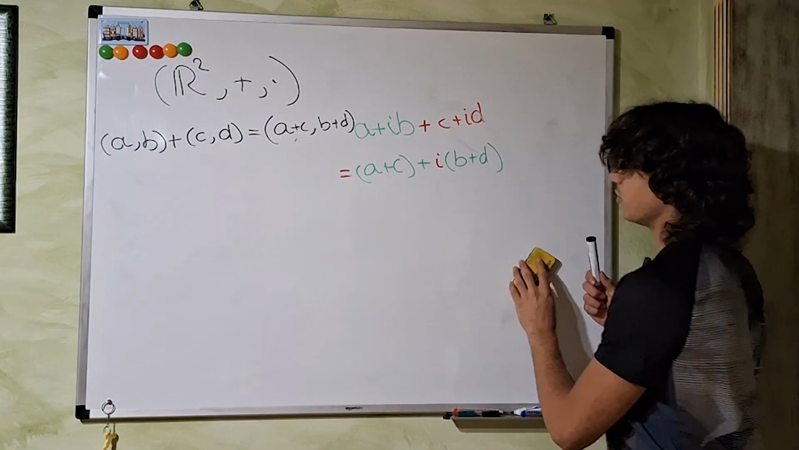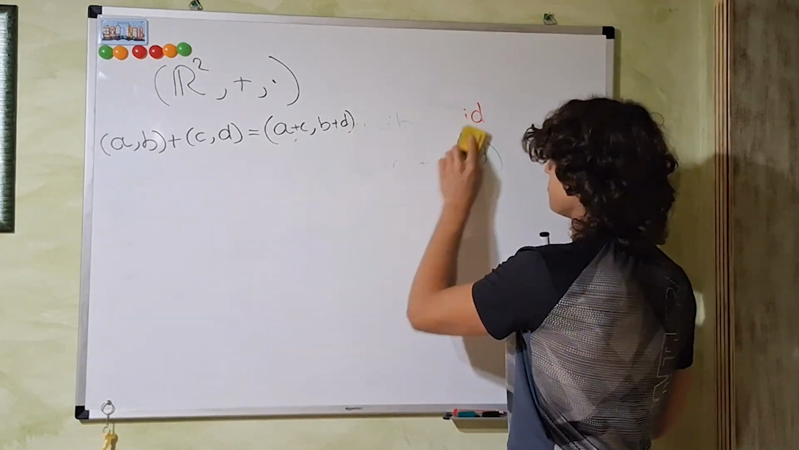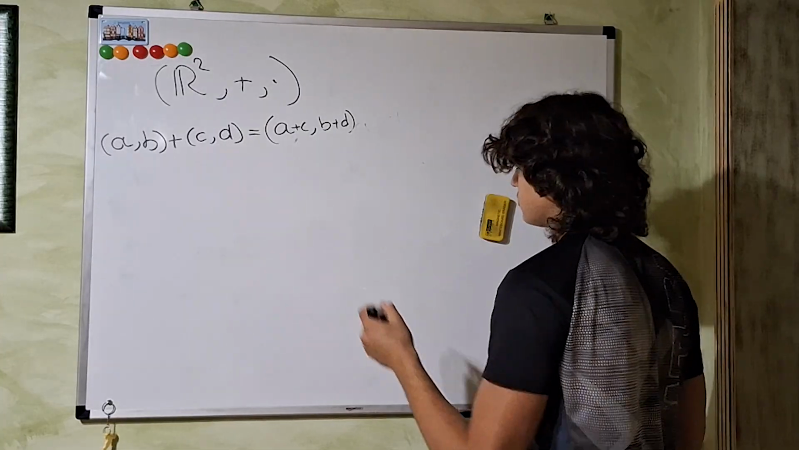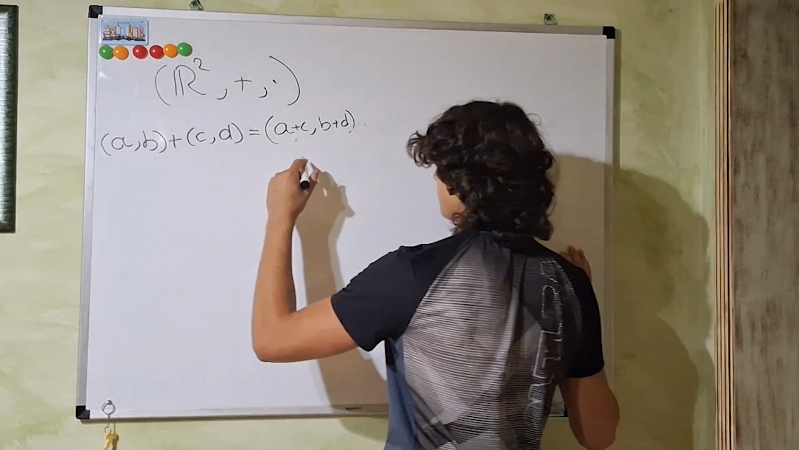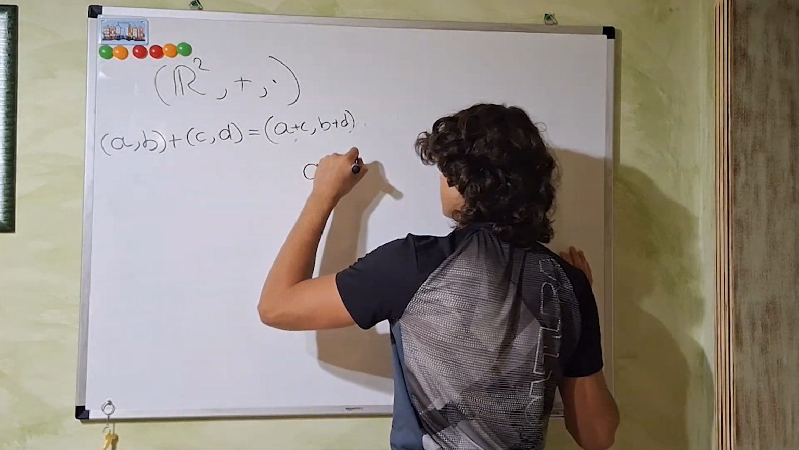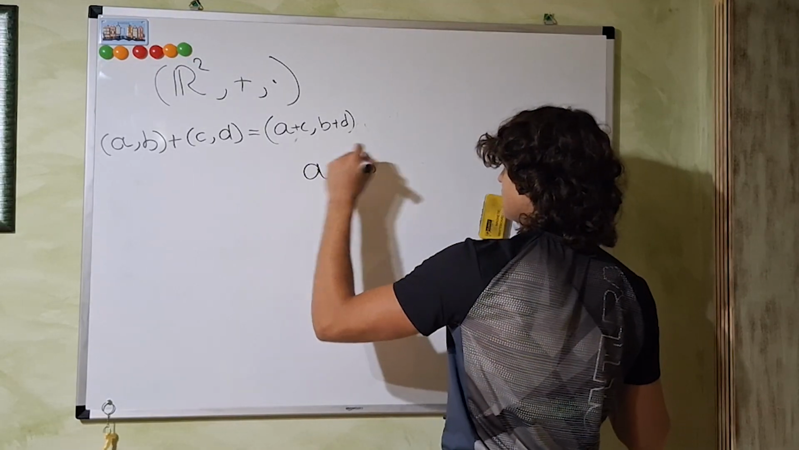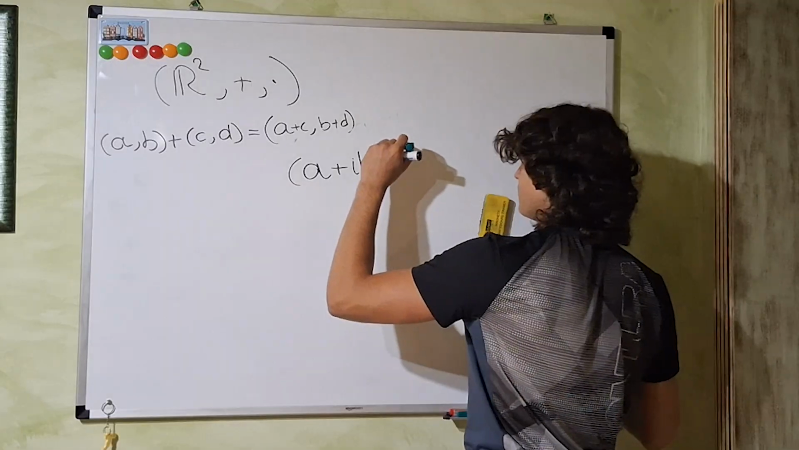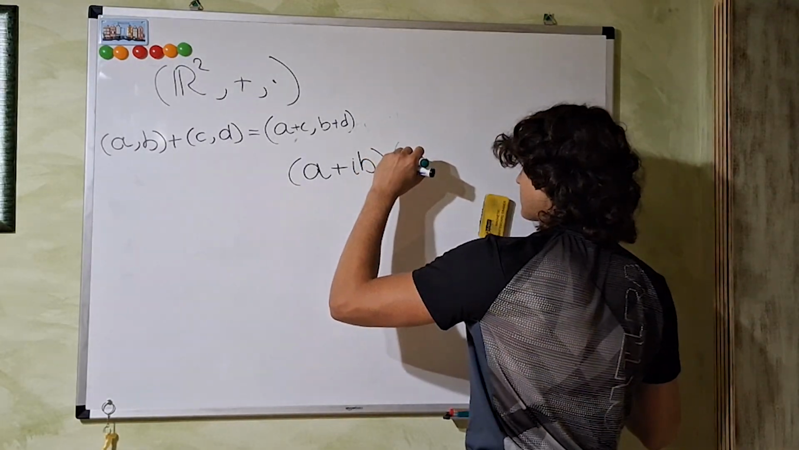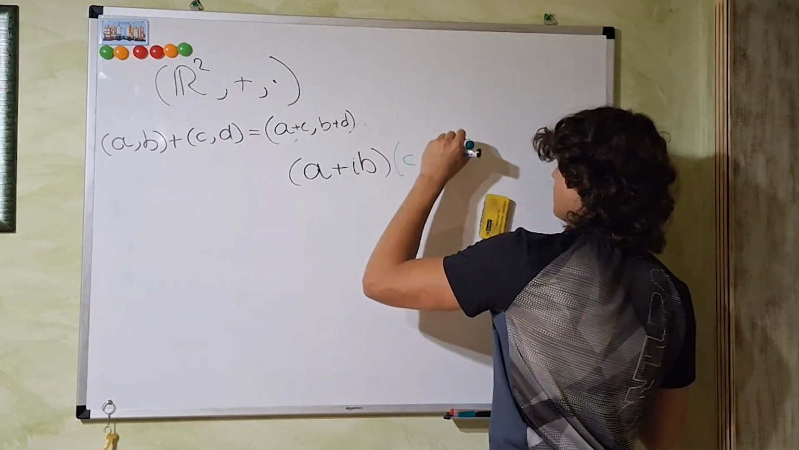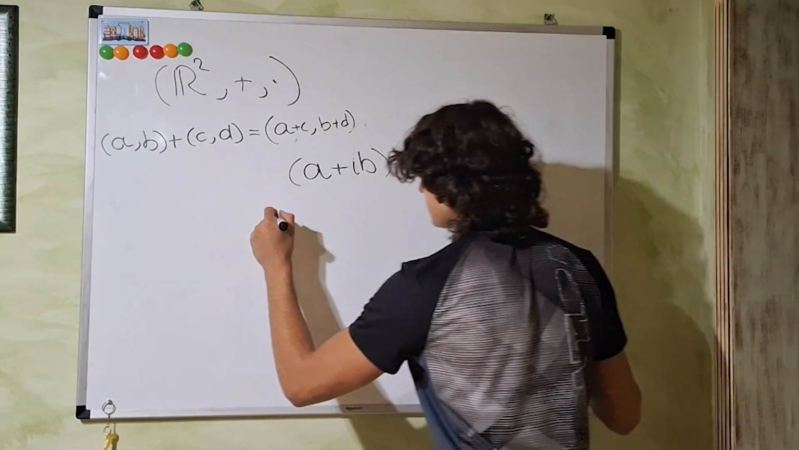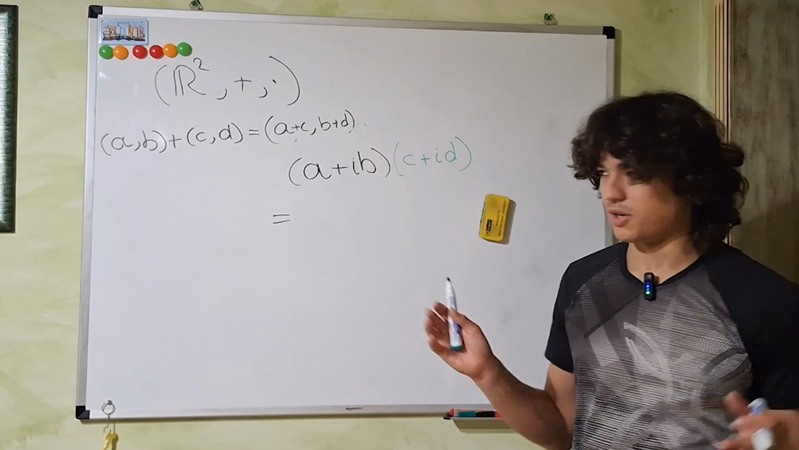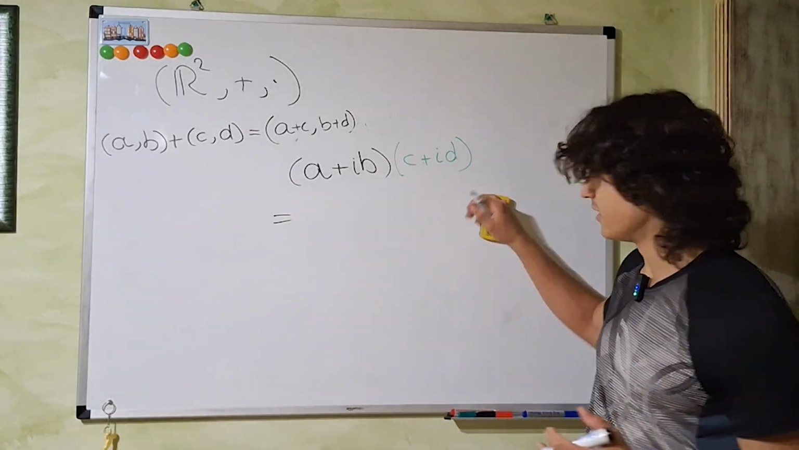Now there's also a rule of multiplication, and this is probably the most interesting of the two. If we take two complex numbers, say A plus iB times another complex number, C plus iD, and we multiply the two, let's follow the rules of real numbers, but we have this i here.